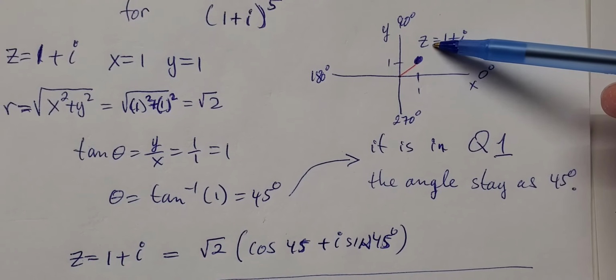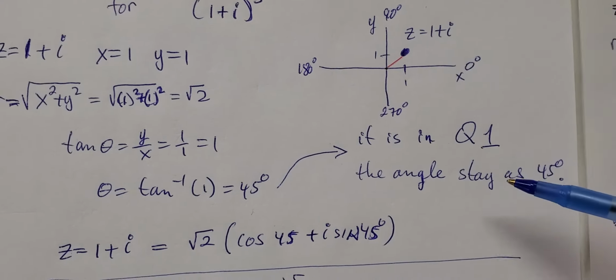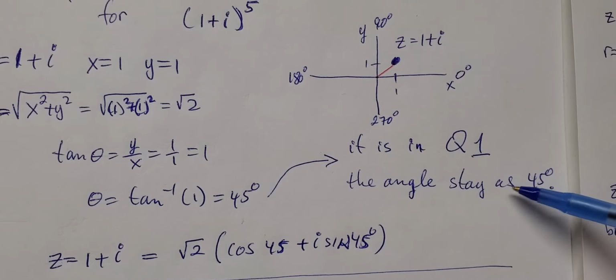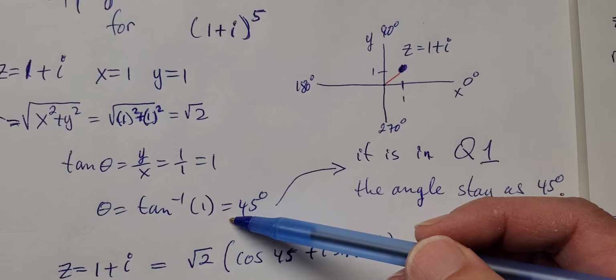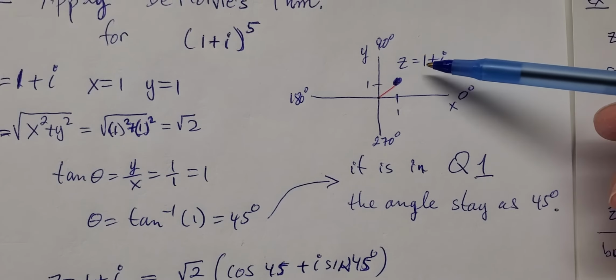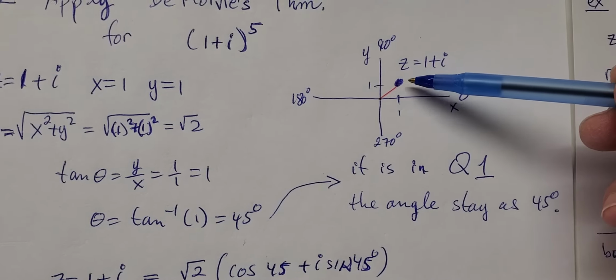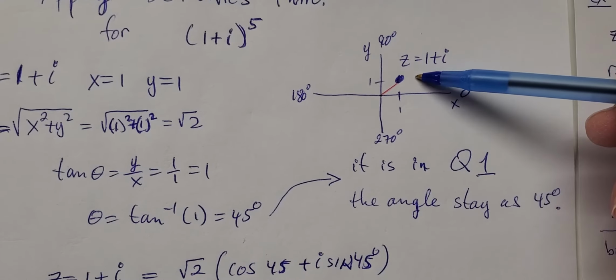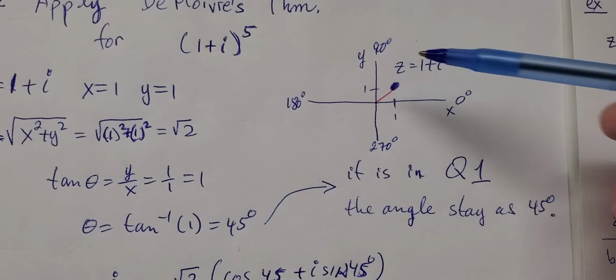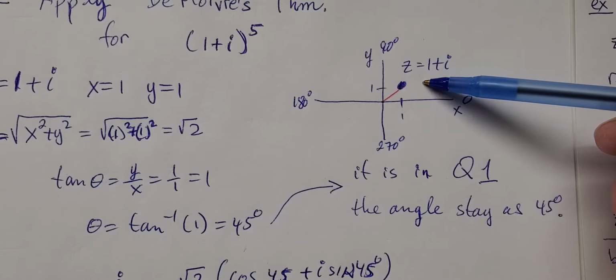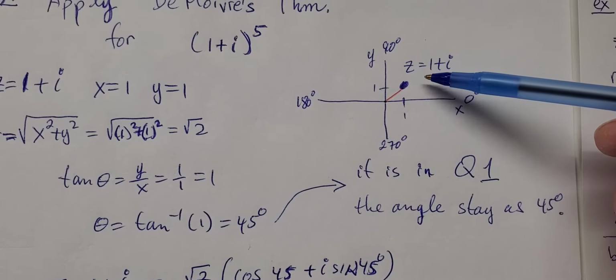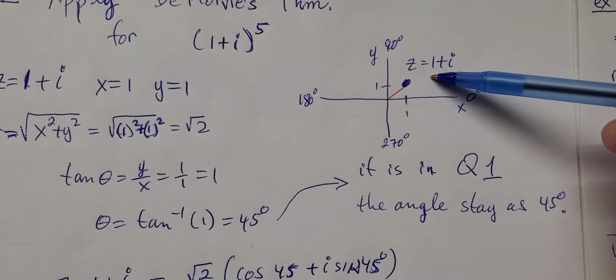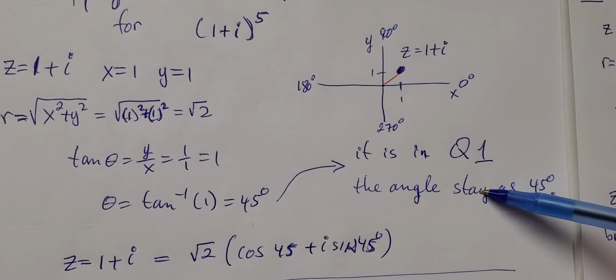Since the complex number is in the first quadrant, we don't need to do anything else. It stays as 45 degrees. Our angle is 45 degrees. We don't need to subtract anything else because it's already in the first quadrant.